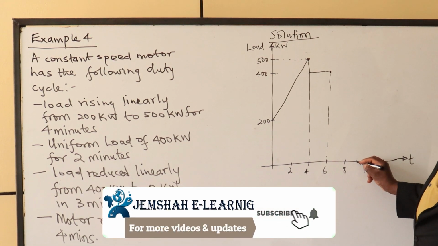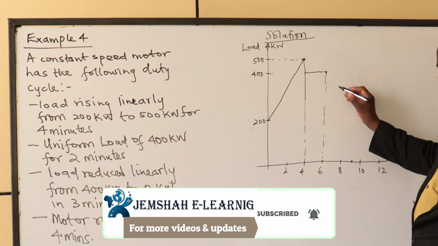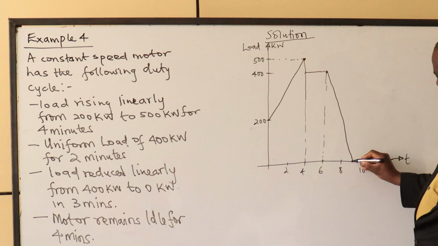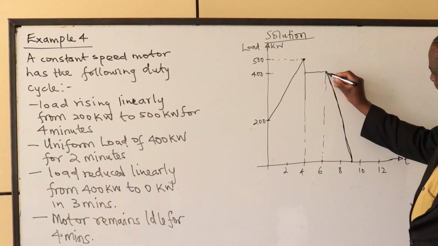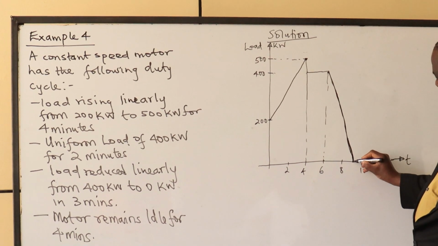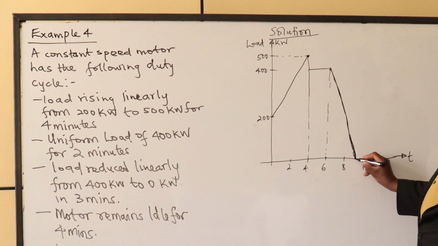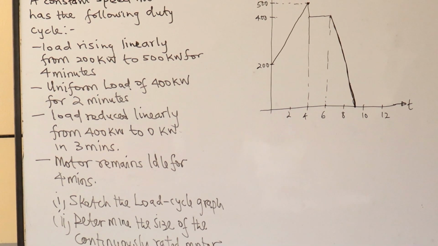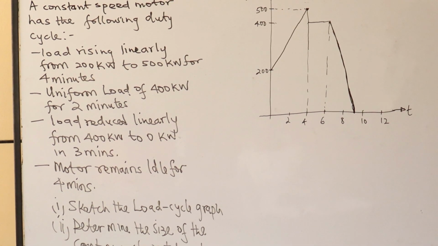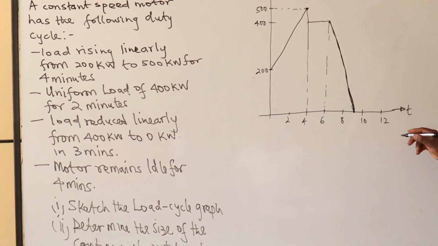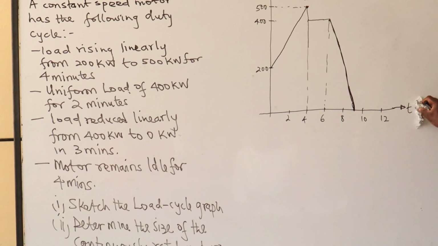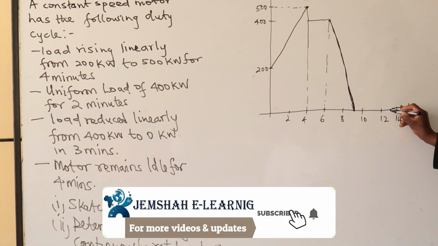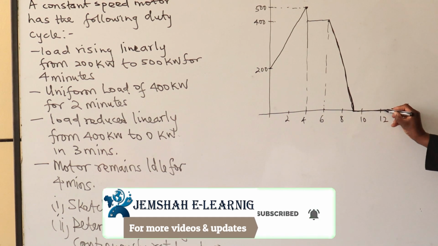3 minutes will be at 9. So in a reduce, it comes from there. Then it reduces up to what? Up to 0 kilowatt. Then it remains idle for 4 minutes. 9 plus 4, we'll get 13. So let's put a 14 here. So we'll end here. So we'll go all the way up to here.